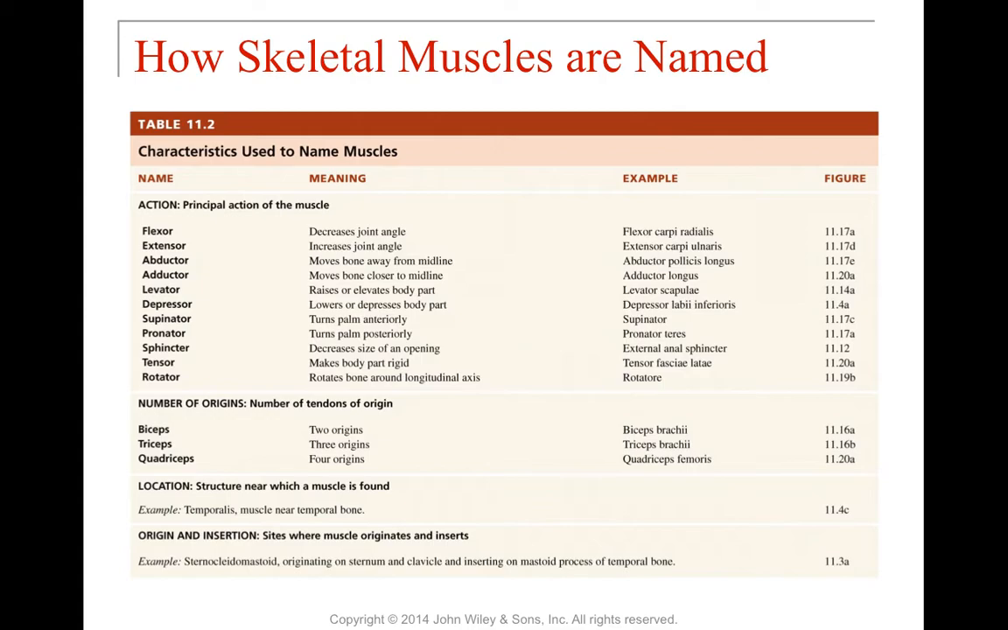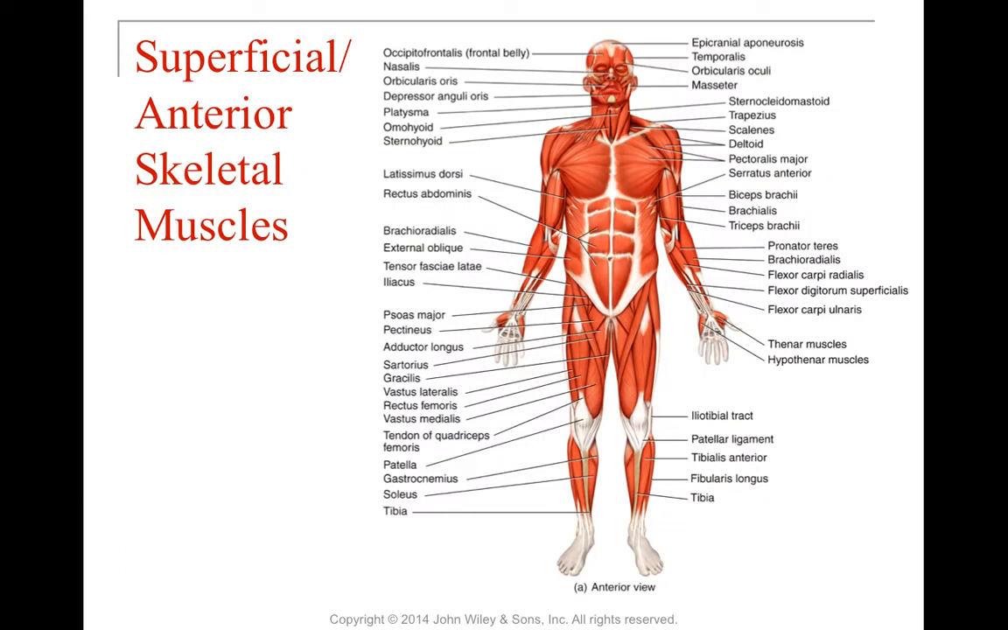So these words, although they might seem foreign, once you realize what their definition is, they're basically just defining exactly what they do or where they're located or what kind of shape they have. If you see something like bi, tri, or quad, that tells you how many different origins. So biceps has 2 different origins. Triceps would have 3 different origins. Quadriceps would have 4 different origins. So these are different ways in which we can classify and identify different skeletal muscles.